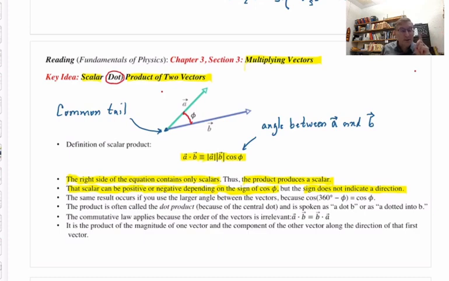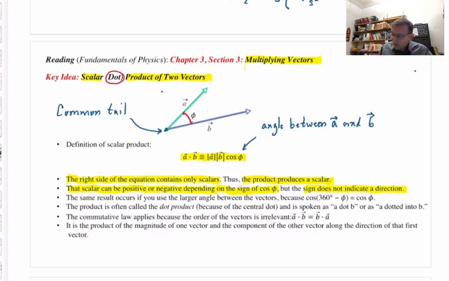Here you would be served by remembering what you've learned about cosine. Cosine is, you probably learned this in high school trig, positive in the first quadrant, negative in the second quadrant. And in a special case, when the angle is exactly 90, cosine of 90 is 0.